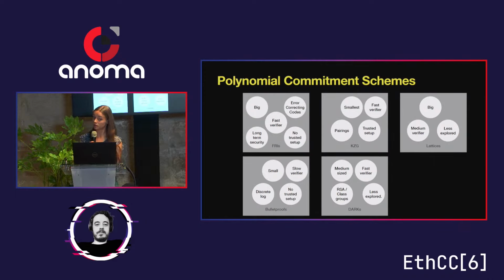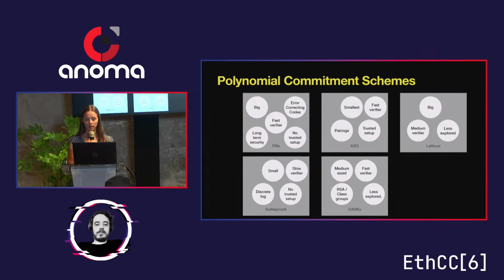There are lots of different polynomial commitment schemes that we are aware of, and all of them have very different trade-offs. So FRIs, which are the ones that are used, for example, in STARKs, are typically a bit bigger, but they are based on error-correcting codes, which have this very nice property for long-term security, being that the only thing that you really are depending on is hash functions. And if your hash function breaks, you can always just replace it with a better hash function.